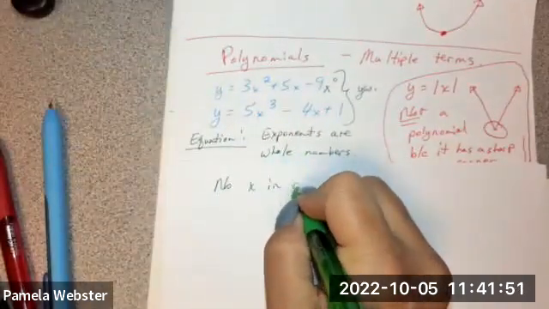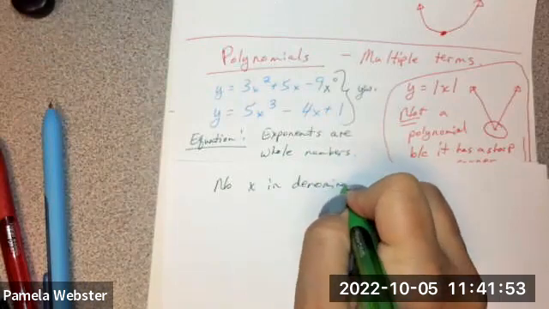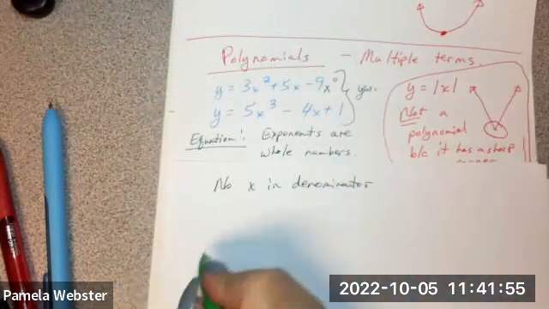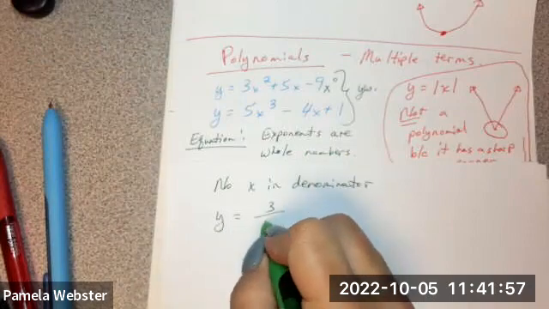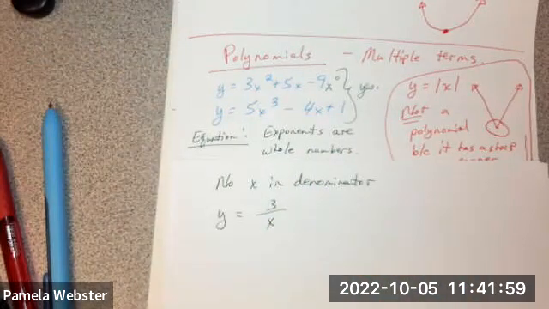No x in the denominator. That would be things like y equals 3 over x, right? And that's not going to be a polynomial. That's going to be some kind of rational function. We'll talk about those later, I think in the next chapter.